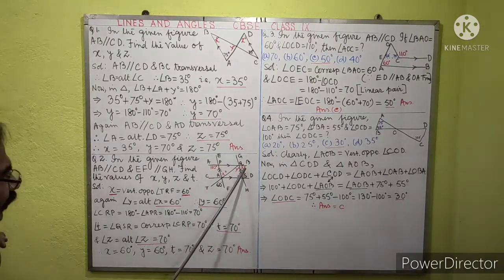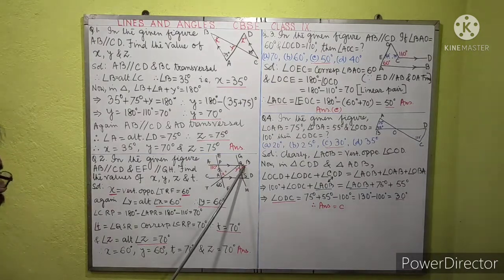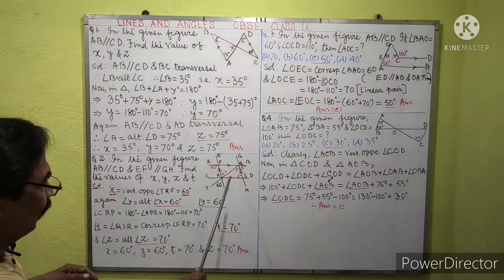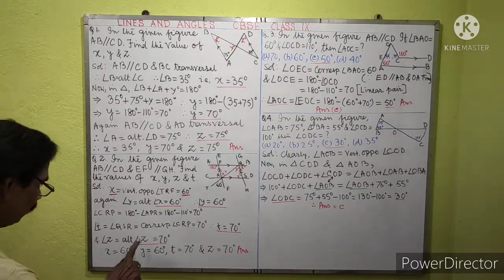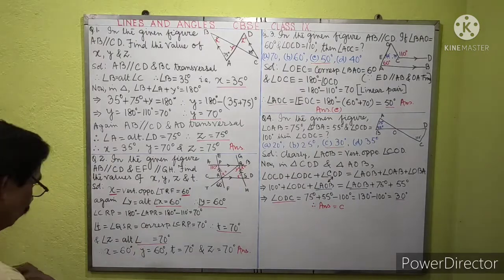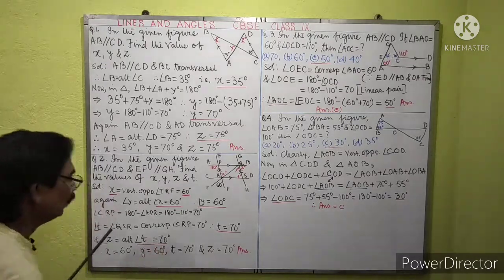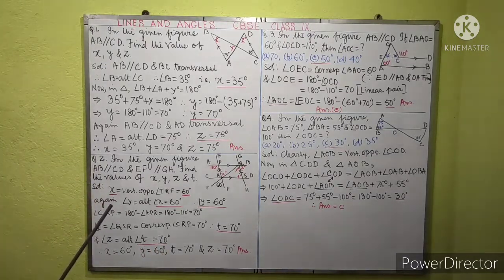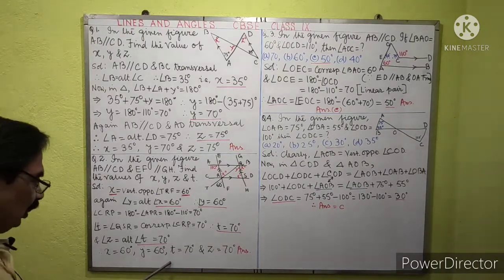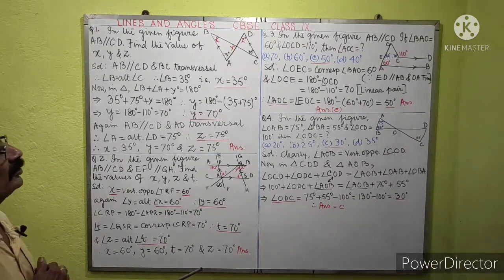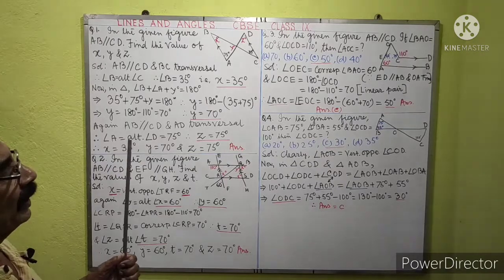And Z, just see, Z is alternate to T, that is 70 degree. Z is also 70 degree. Therefore, X equal to 60 degree, Y equal to 60 degree, T is 70 degree, and Z equal to 70 degree. Figure 3. Just see, in the given figure, AB parallel to CD.